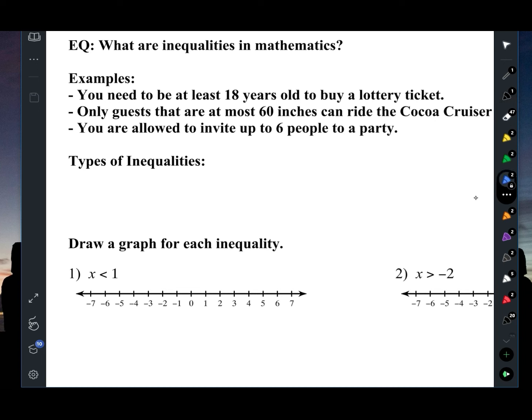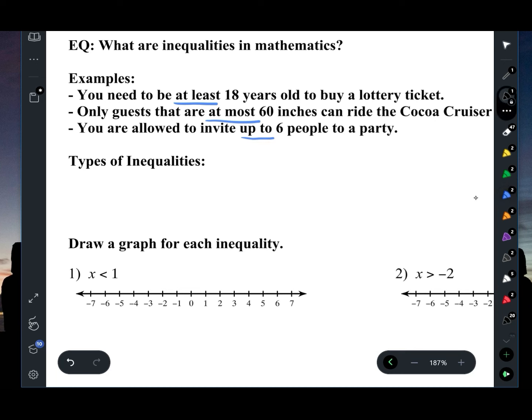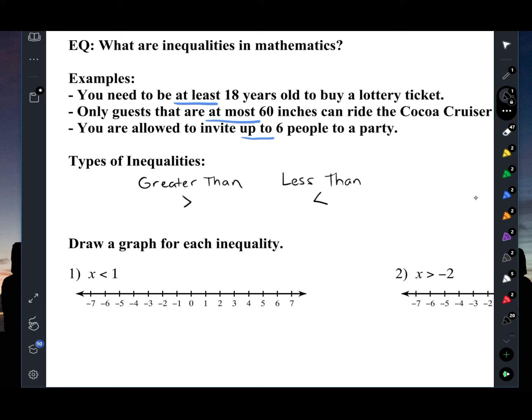So these expressions are inequalities in mathematics. They involve some keywords such as at least, at most, and up to. And we have two types of inequalities. The first type is known as greater than, which is symbolized by this sign here, a little arc. So you can have greater than or you can have less than. And less than is kind of like an L on its side. That's a good way to remember them. Also, there's greater than or equal to, or less than or equal to.